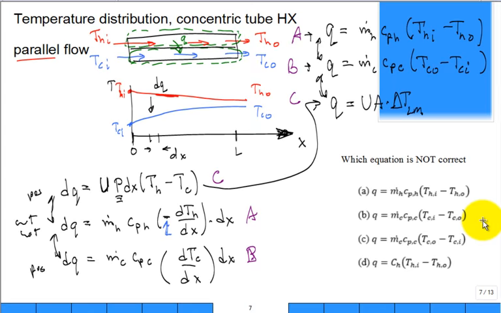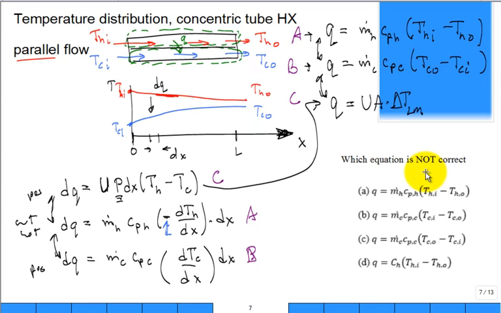Well, I don't have time to figure out why it's not covering it up, but which equation is not correct? When I asked this question at the 11 o'clock, I did not have a perfect score. So you got 30 seconds. Which of these four equations is incorrect?